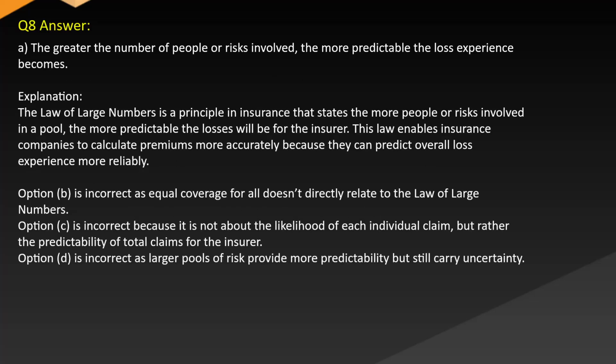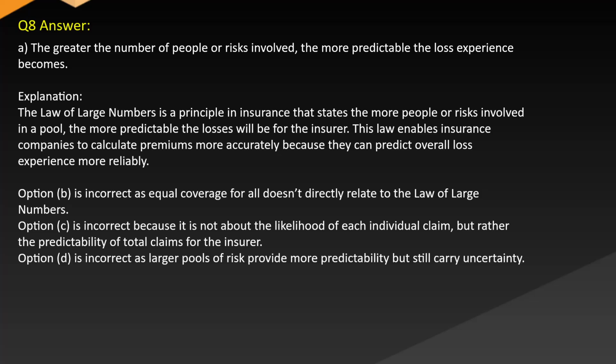Answer: A. The greater the number of people or risks involved, the more predictable the loss experience becomes. Explanation: The law of large numbers is a principle in insurance that states the more people or risks involved in a pool, the more predictable the losses will be for the insurer. This law enables insurance companies to calculate premiums more accurately because they can predict overall loss experience more reliably.